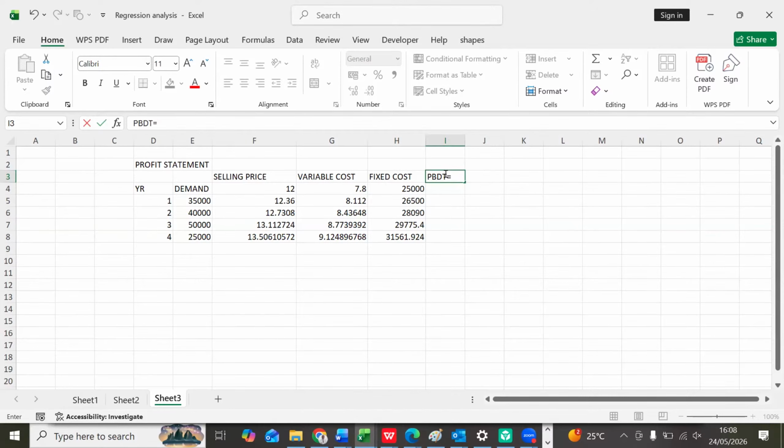I will take open brackets here, right? I take selling price minus variable cost. You close, you say times quantity, which is our X. Quantity is our X. You say minus fixed costs. I'm so sure these are formulas everybody knows.